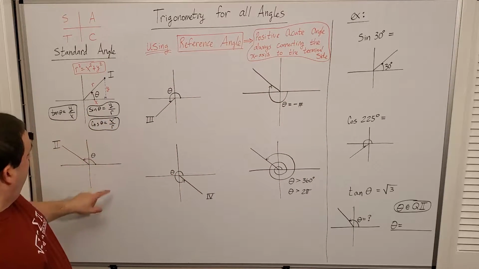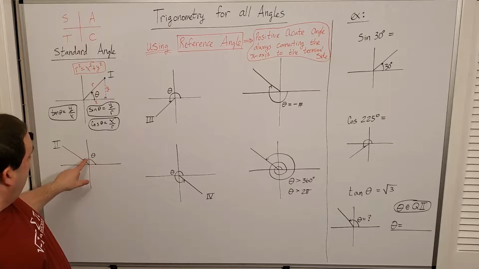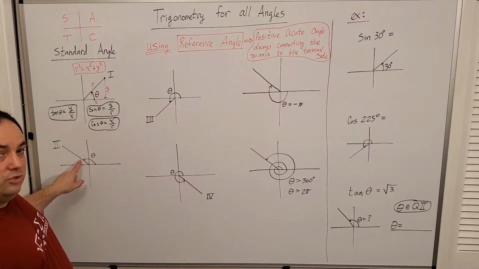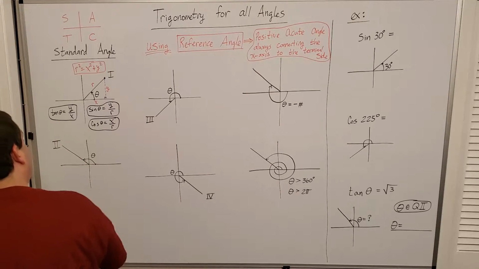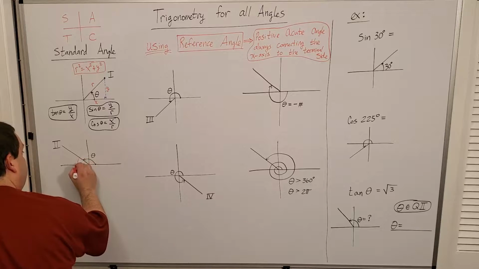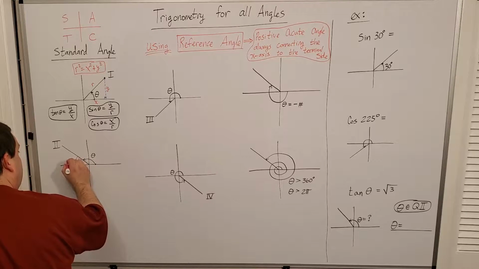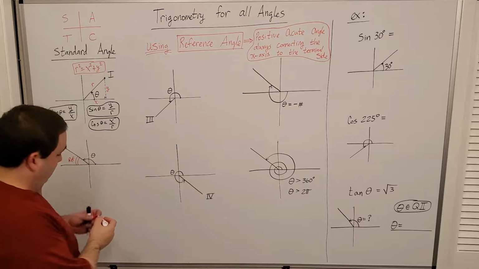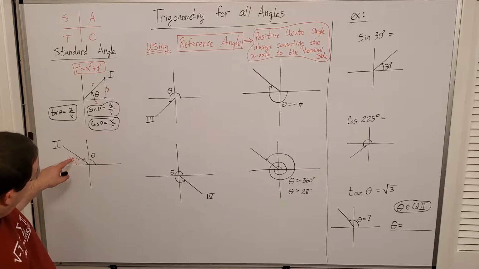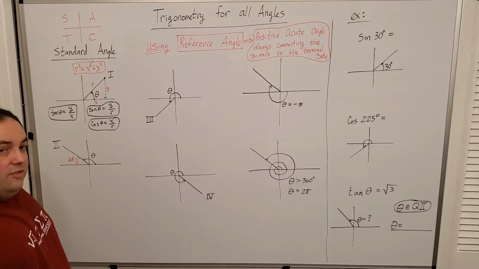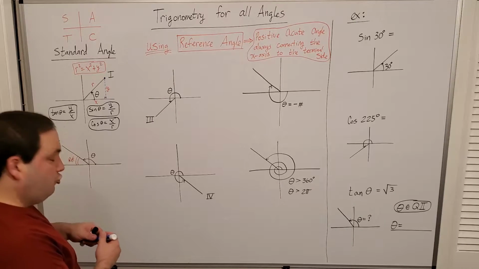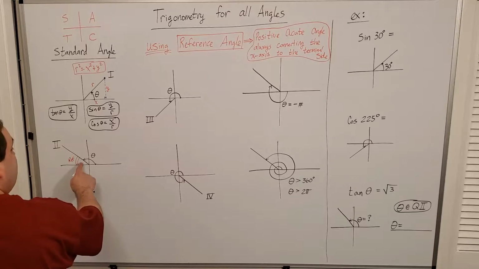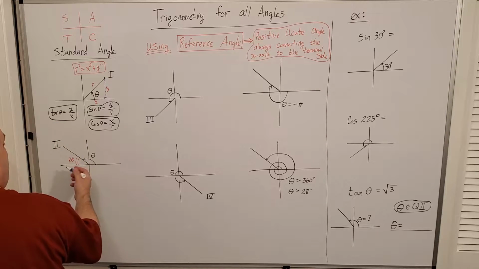Notice quadrant 2 right here, right? Here's theta. It's rotated past 90 degrees, and it's going into quadrant 2. The reference angle for this is right here. The reference angle is the angle that's connecting the x-axis to the terminal side. The reason for this is very important. When I draw the right triangle, the reference angle is the angle inside of the triangle.